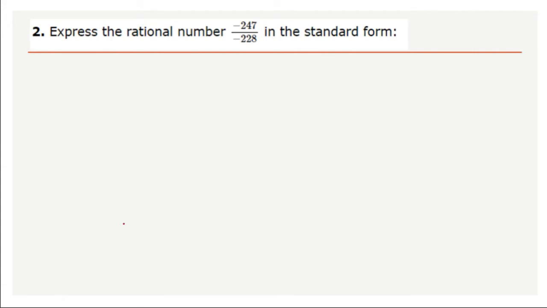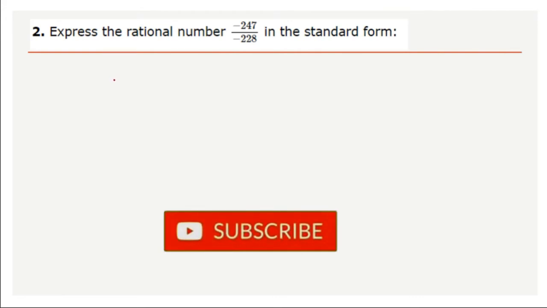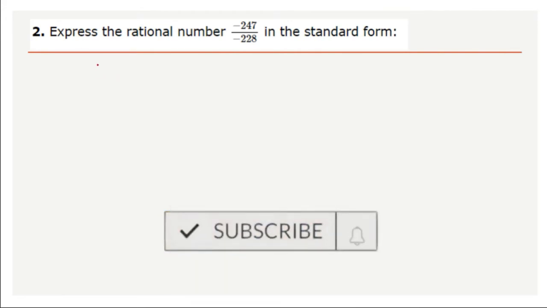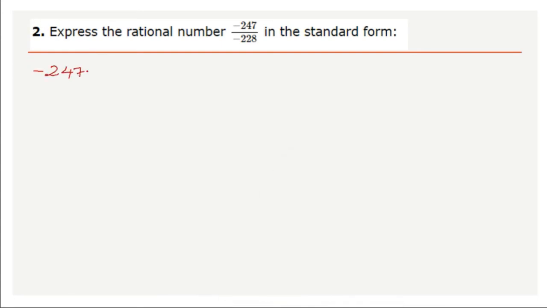Next question, express the rational number negative 247 upon negative 228 in the standard form. The number negative 247 divided by negative 228 is same as 247 upon 228. Now let's find out the highest common factor of these two numbers, 247 and 228.